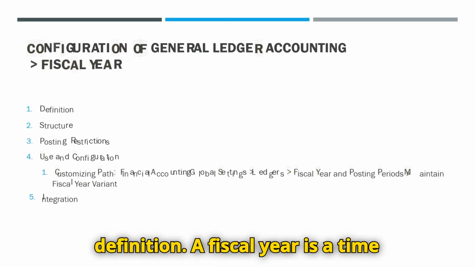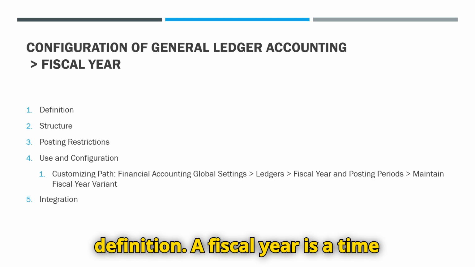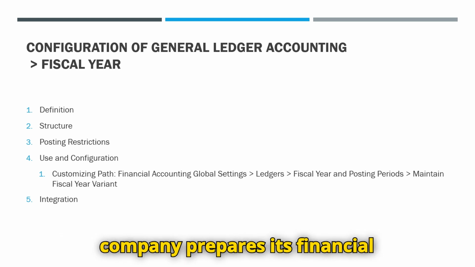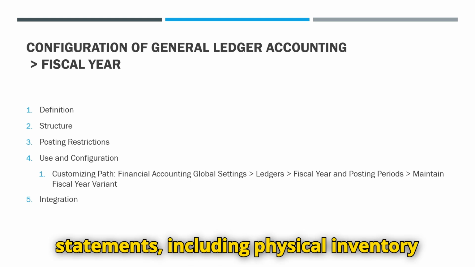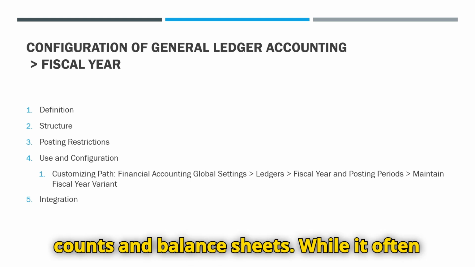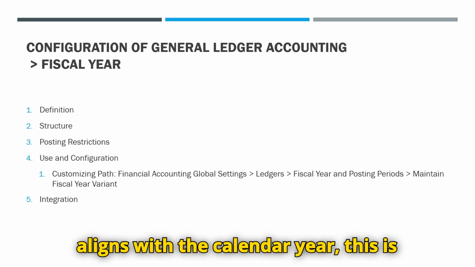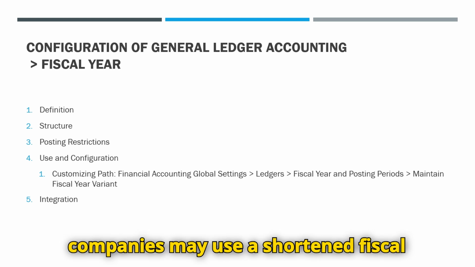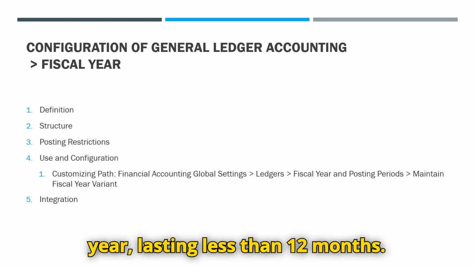Let's begin with the definition. A fiscal year is a time period, typically 12 months, for which a company prepares its financial statements, including physical inventory counts and balance sheets. While it often aligns with a calendar year, this is not mandatory. In some cases, companies may use a shortened fiscal year, lasting less than 12 months.